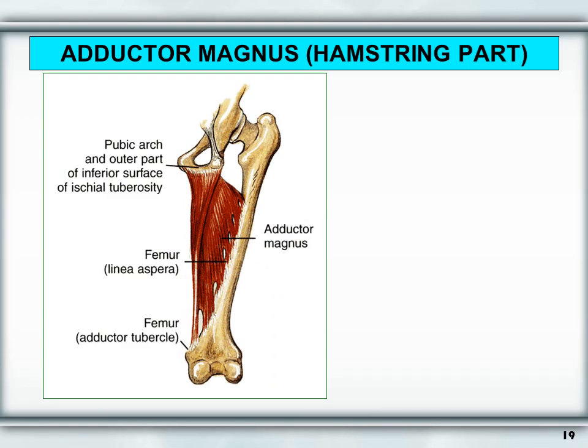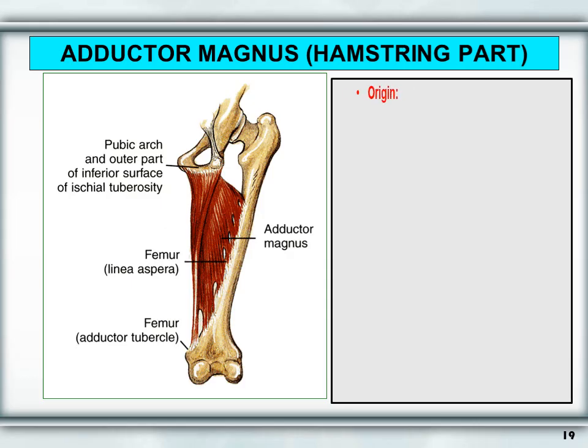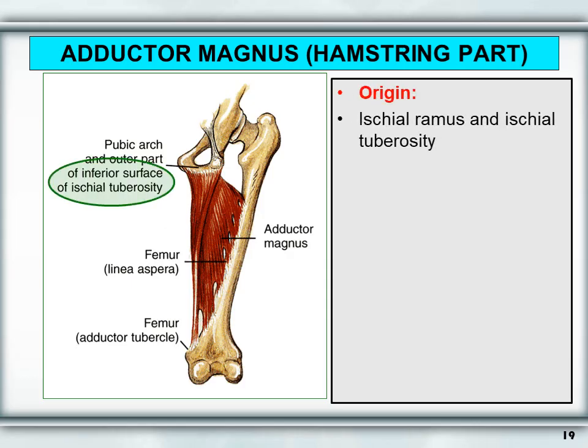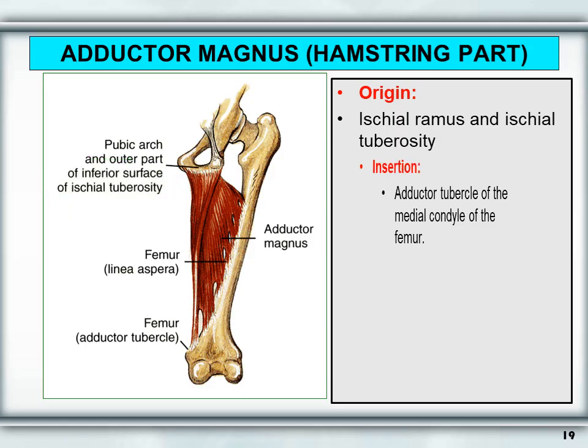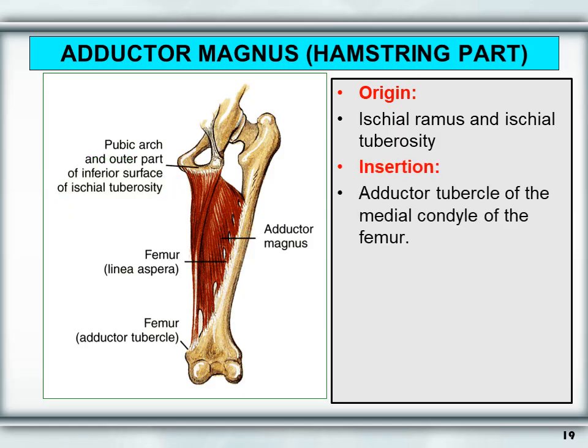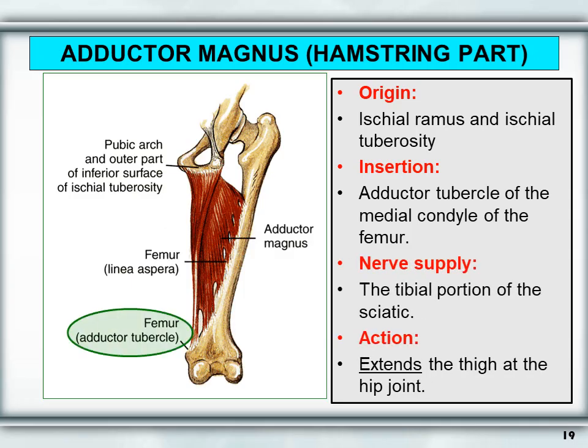Adductor magnus. The adductor magnus has a hamstring part. It originates from the ischial ramus and the ischial tuberosity. Its insertion is the adductor tubercle of the medial condyle of the femur. It is supplied by the tibial portion of the sciatic nerve. The action is extension of the thigh at the hip joint.